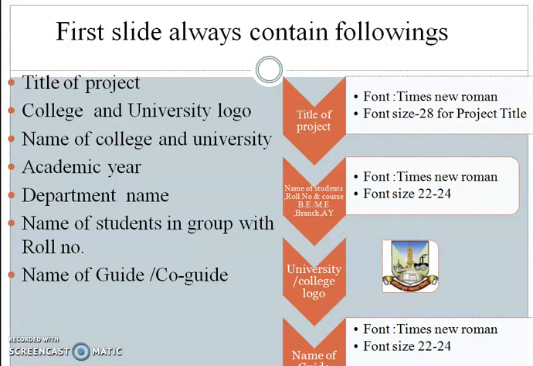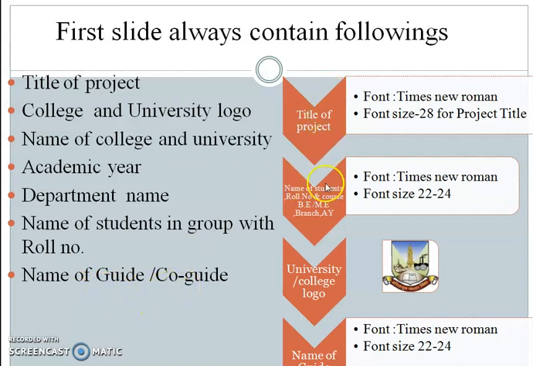The first slide always contains the following points: title of the project, college and university logo, name of the college and the university, academic year, departmental name, name of the student. For BE students it is a group activity, and for ME it is an individual project activity. Write your roll number, name of the guide or co-guide.